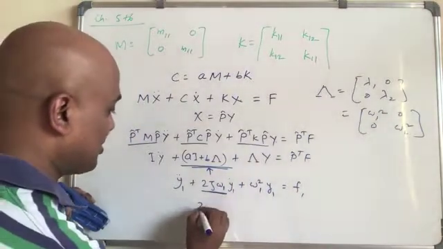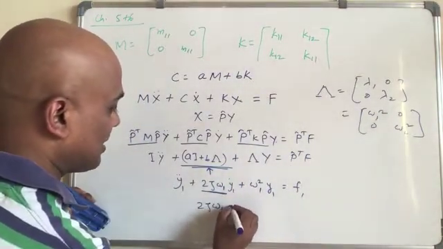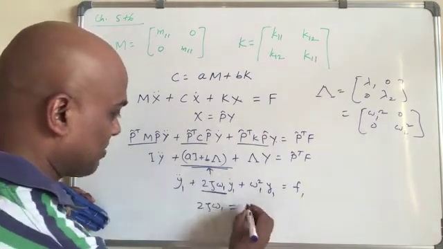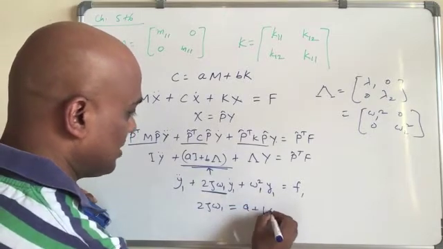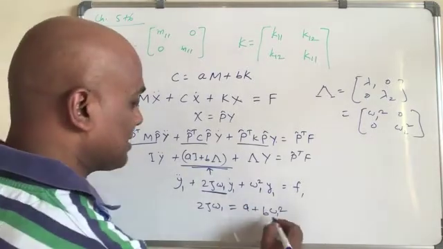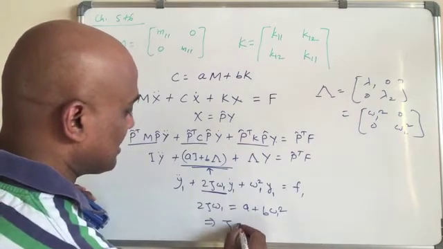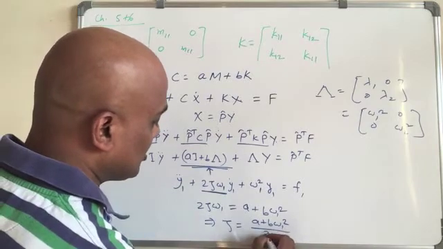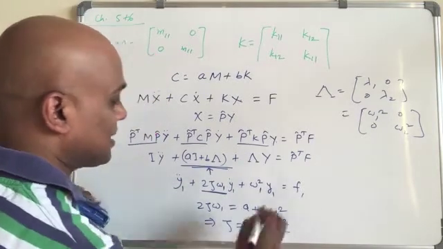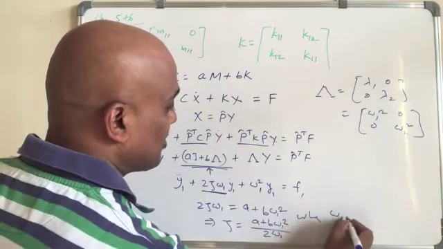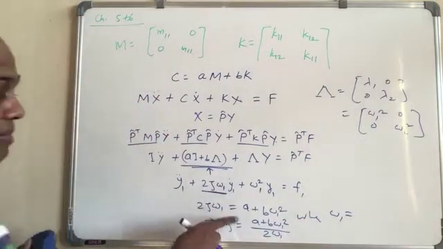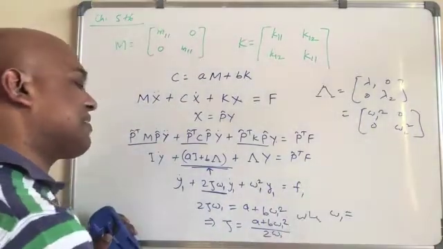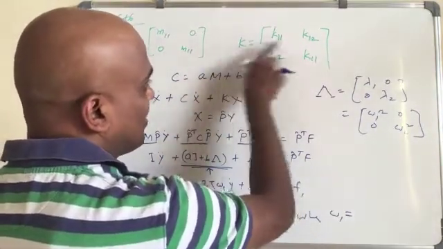What do you get? You get 2 zeta omega 1 equal to A plus B omega 1 square, and hence the equivalent zeta will be equal to A plus B omega 1 square over 2 omega 1. This is the answer, where omega 1, if it is specified, is the smaller frequency, and that you can quickly find out.